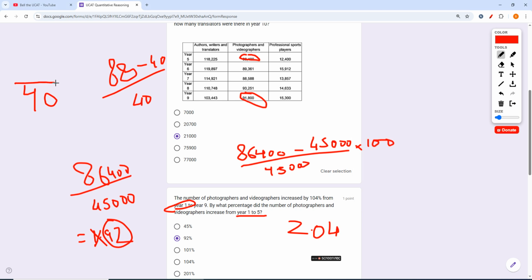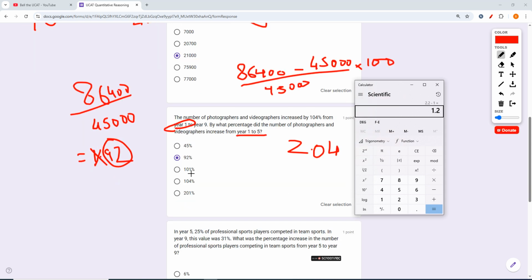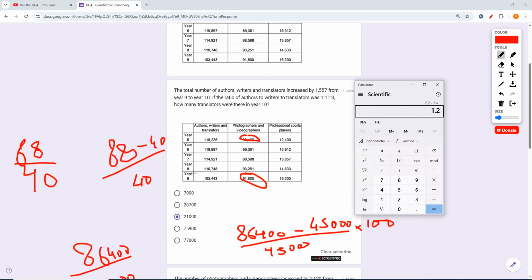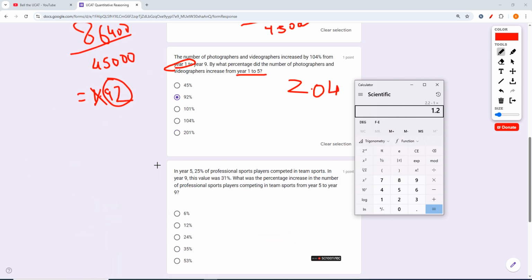Is there another way of doing it? Of course, yes. New value, 88, divided by old value, minus 1. Oh, 1.2, so 120% is the answer. So that's how we find our percentage increase. As time progresses, we'll also be talking about how to find percentage decrease. So that's speed maths of how to find percentage increase questions.